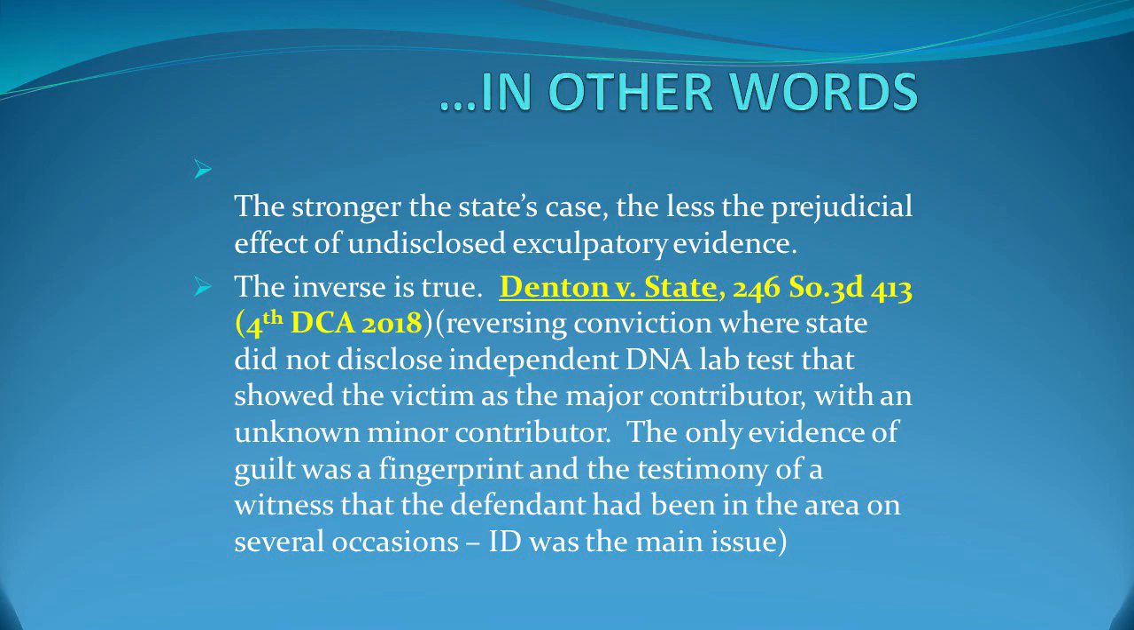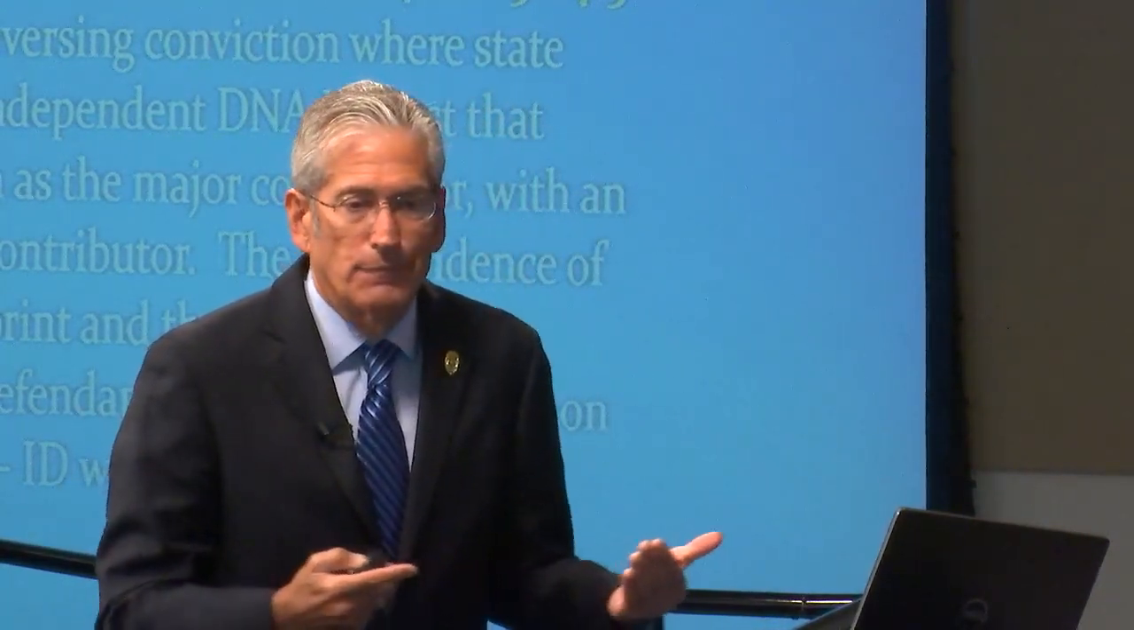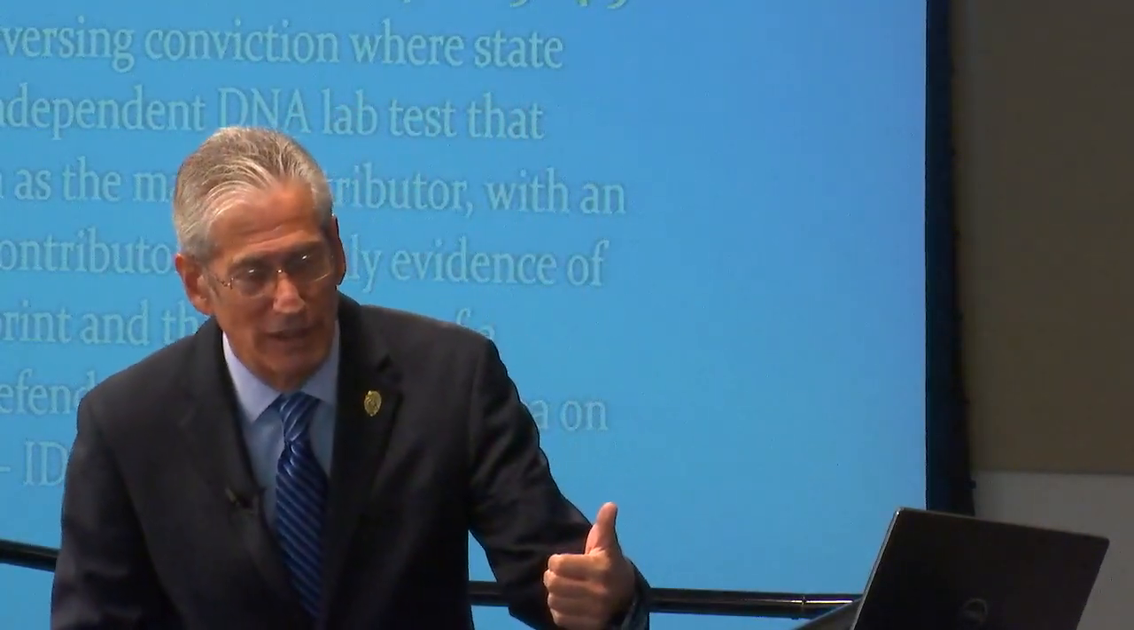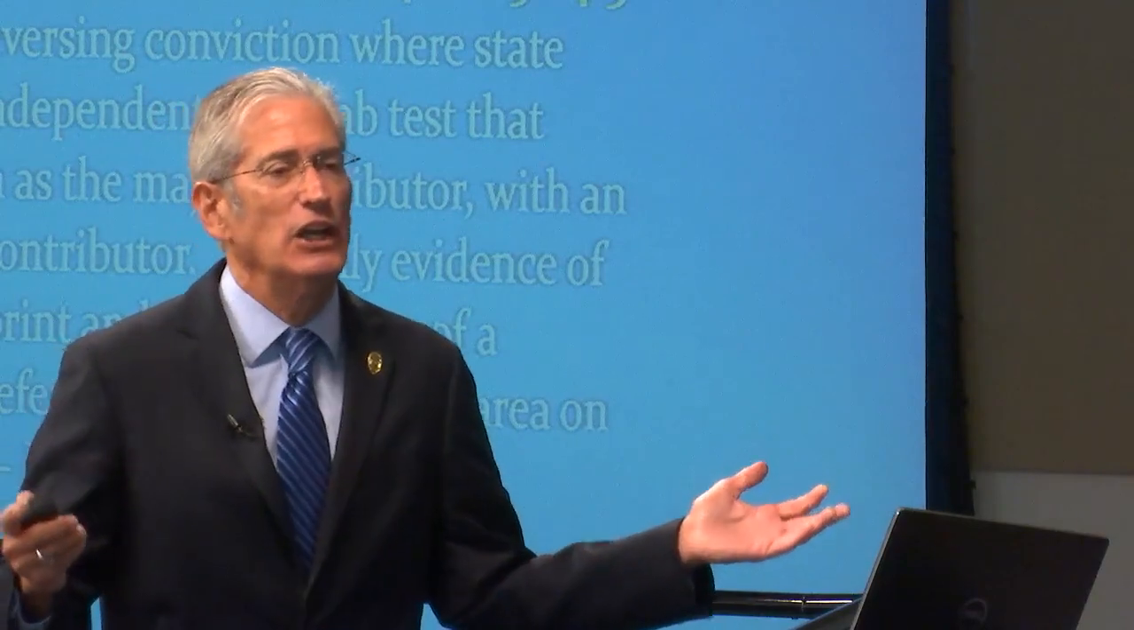In Denton versus State, that's a 4th DCA case just last year, it reversed a conviction where the state did not disclose an independent DNA lab test that showed the victim as the major contributor with an unknown minor contributor. Now, there's a case that goes opposite that, but the court noted that the state had ample evidence other than this DNA test. But in the Denton case, all the state had was a fingerprint in the wrong place, and the fact that a witness said, "Hey, the defendant's been in the area a few times."